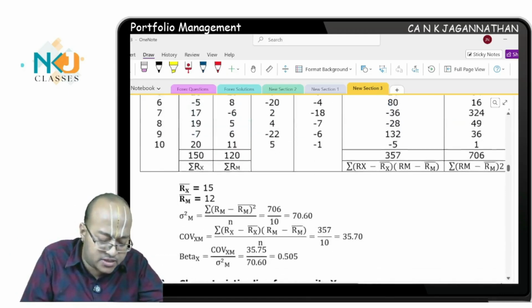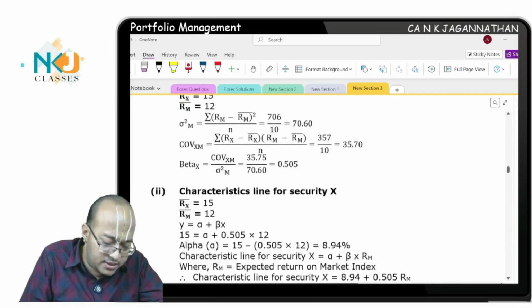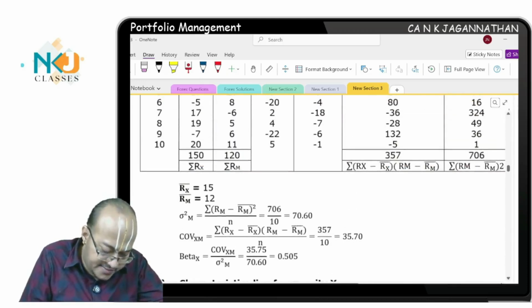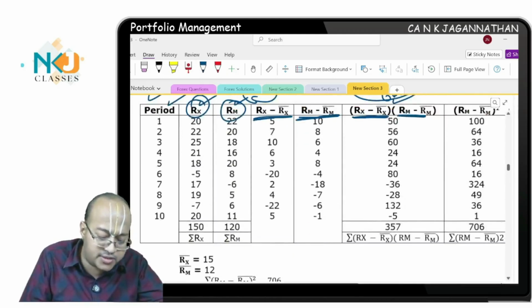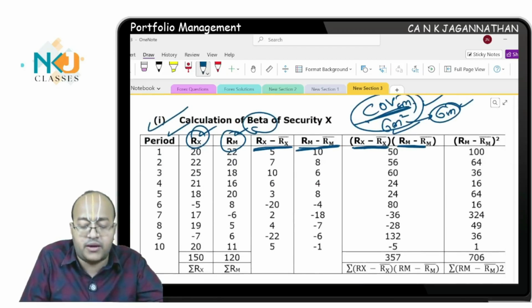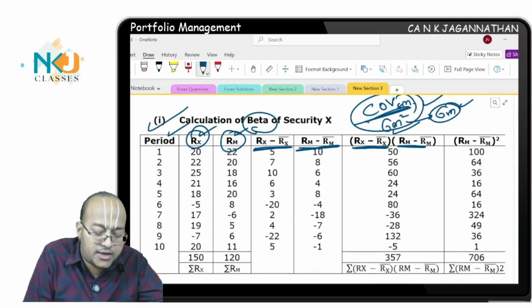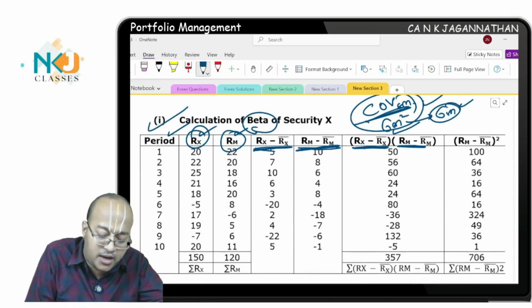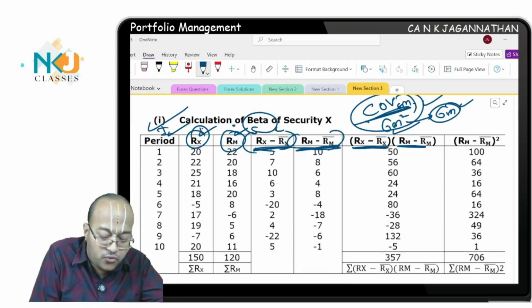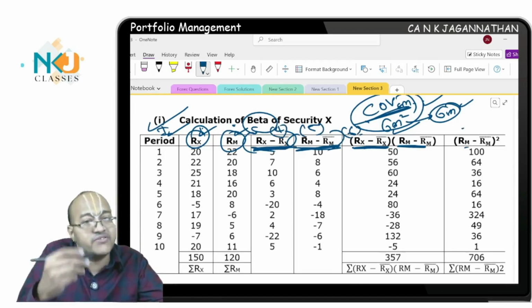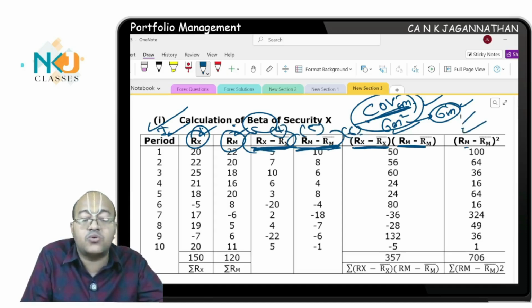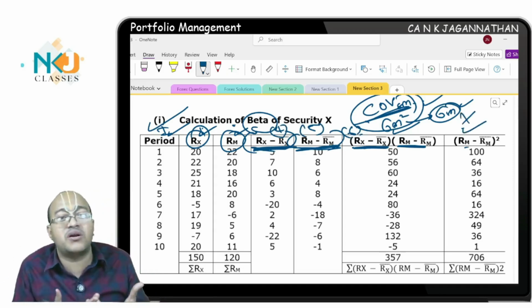Sir, why have they found sigma s? Yes, sigma s is also required, but for a different reason. Here they are skipping sigma s. This is the point. They have not computed sigma s at all. Why? Because it is not required. See, they have done Rx minus Rx bar, RM minus RM bar, and the product of the two. This is column 1, 2, 3, 4, 5. The product of 4 and 5 they have done as the 6th column, and in the 7th column the square of the deviation of the market. But there is no deviation square of the security. Why? Because you don't require sigma s.